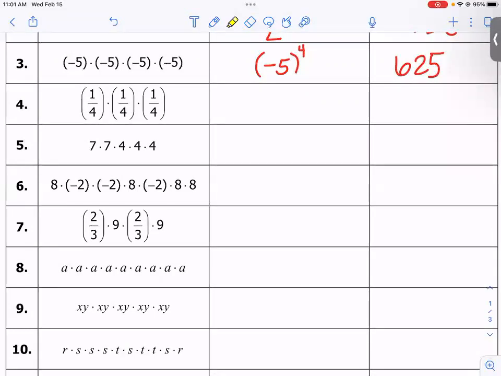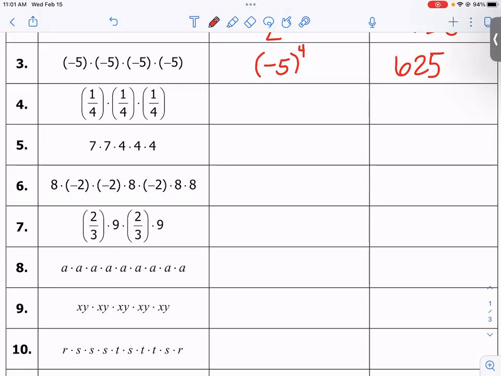I want you to do that one for me. All right, so I'm hearing some good discussions of those people who are doing what I asked them to do, of whether we need the parentheses with our base or not.